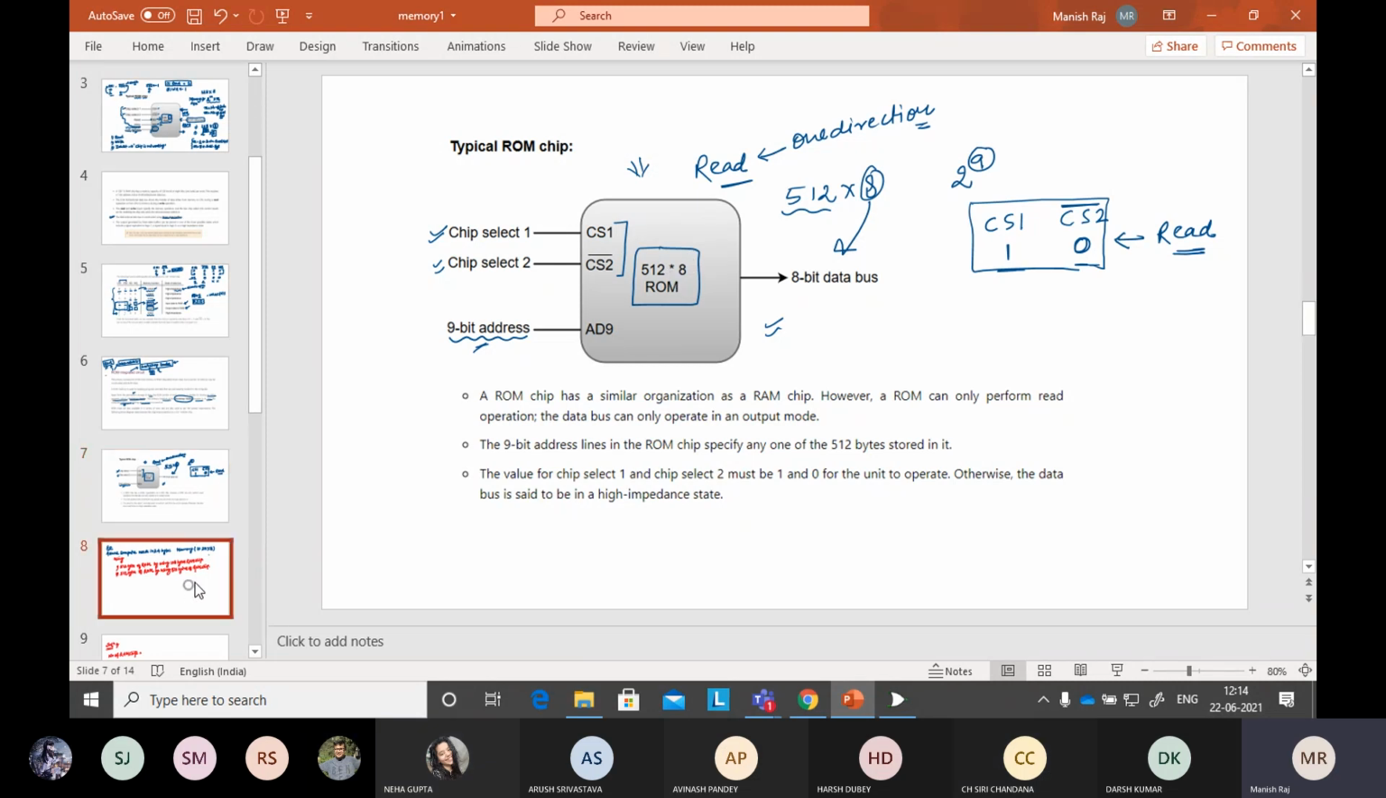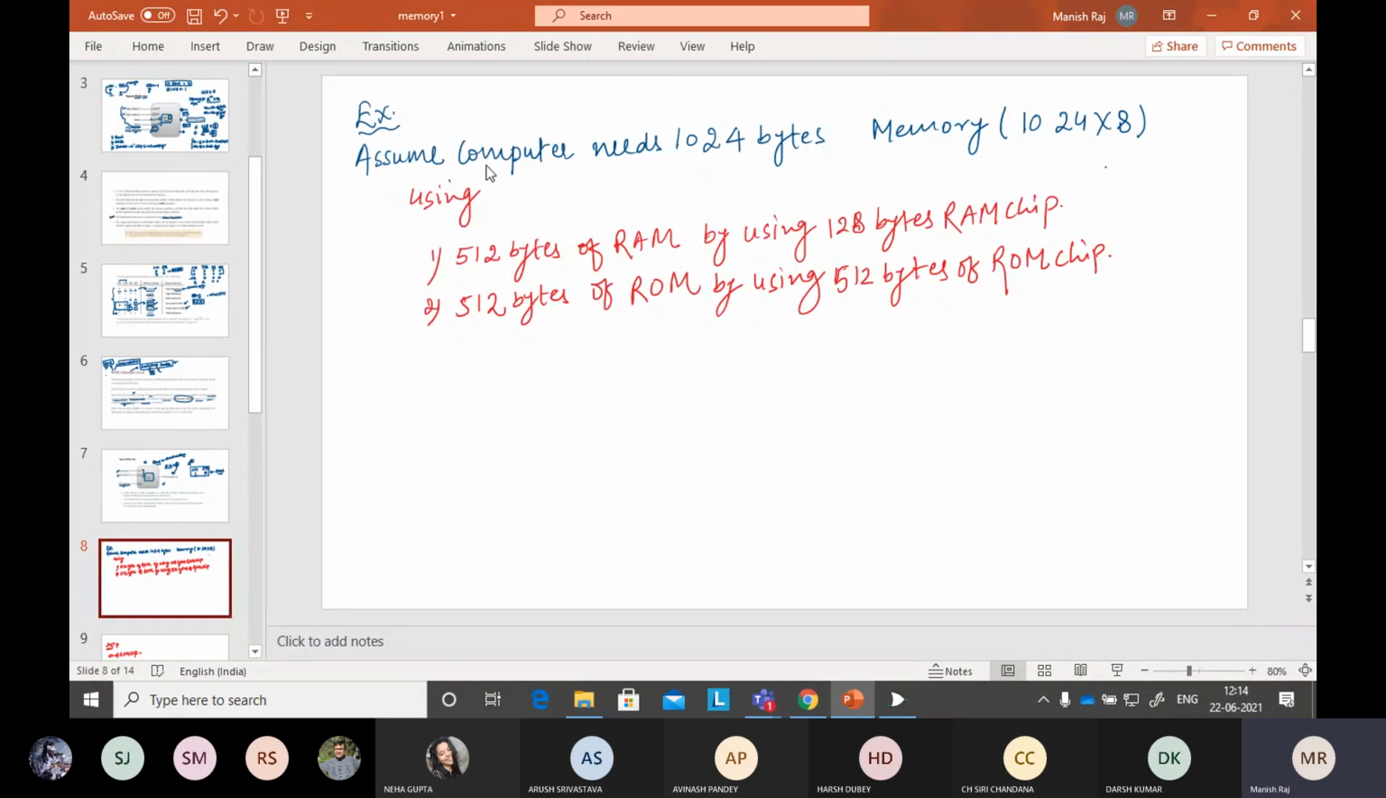So I am taking one example for that. Now I am making a memory, so you can understand better here. RAM and ROM, I think that structure is clear. What is the meaning of ROM and what is the meaning of RAM, that is clear to you. Now I am making a memory. The question is, assume the computer needs 1024 bytes of memory, that is 1024 into 8 bit, like this structure.